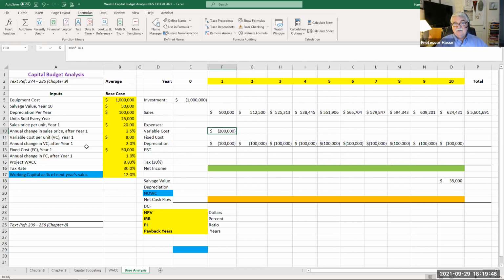Then look at here, right underneath it. This is also inflated, but not at 2.5%. This is inflated at 2% a year. So now we take that cell, just like we did with sales, and multiply it by not 2.5% as revenue was, but 1.02.